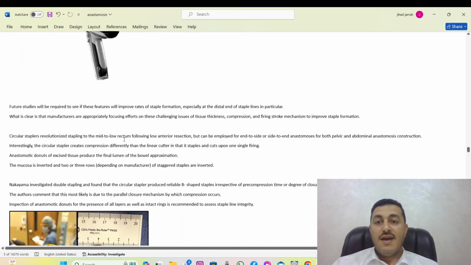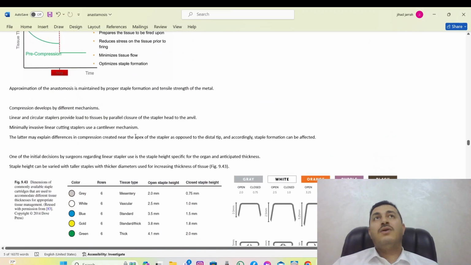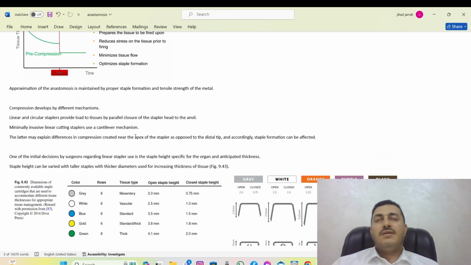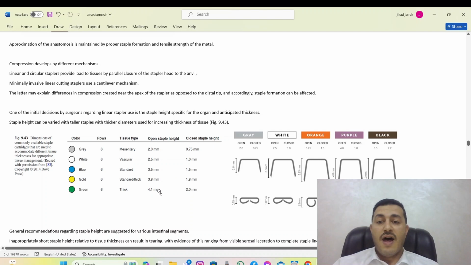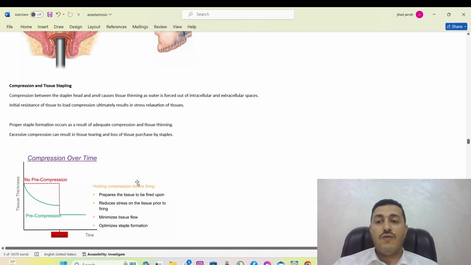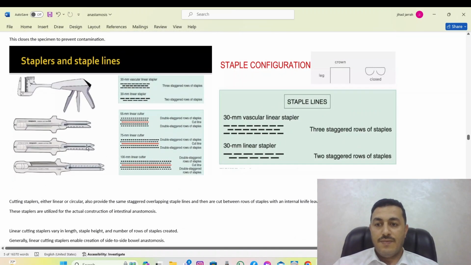I hope you understand. Again, to summarize, if we have a 100 millimeter stapler, green one, green is recommended for thick tissue because it has the highest open and closed height, as you see, and 100 means the length of the anvil and the staple line. This one.